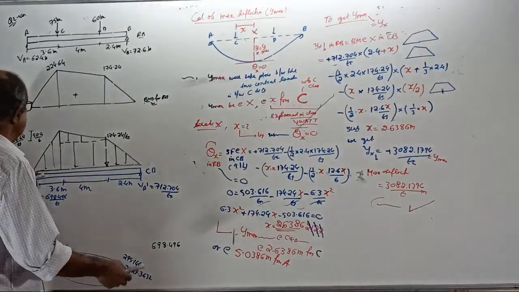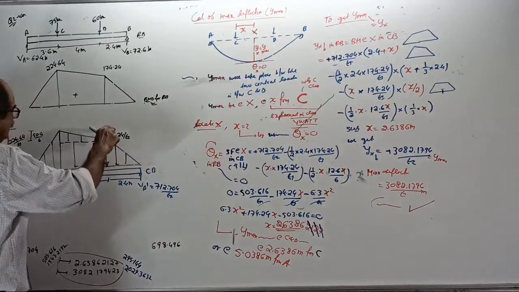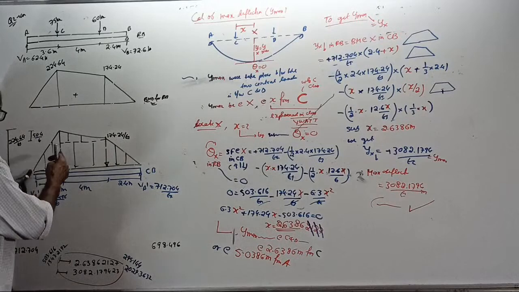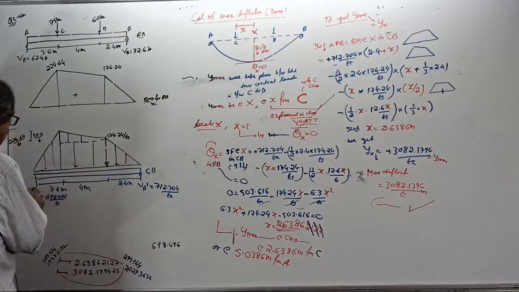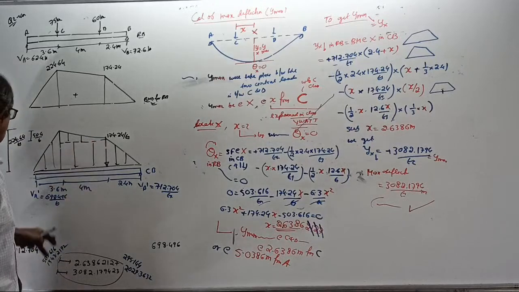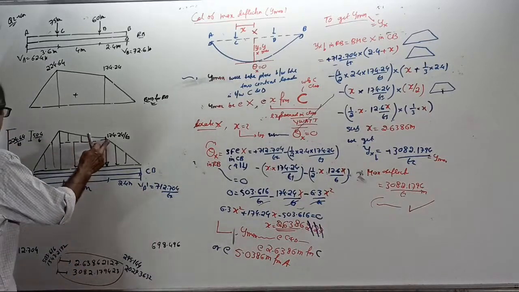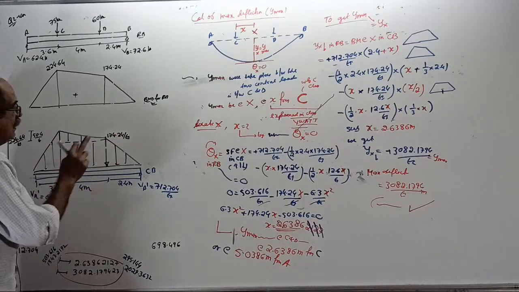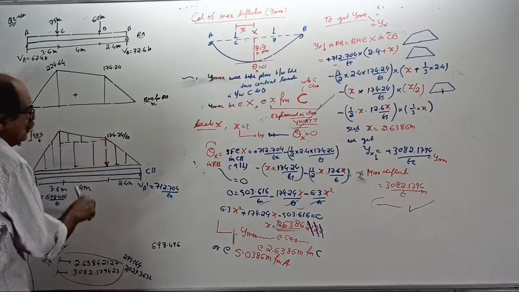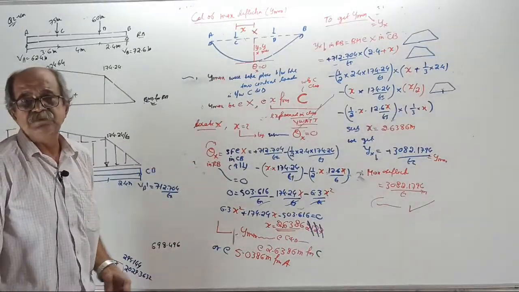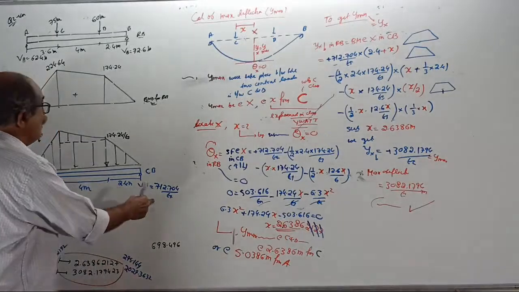Sigma M about A equals zero: minus VB dash into 10 plus half into 3.6 into 224.64 into 2/3 of 2.4 plus 2/3 of 3.6 plus 4 into 174.24 into 3.6 plus half of 4, plus half into 4 into 50.4 into 3.6 plus 1/3 of 4, then half into 2.4 into 174.24 into 7.6 plus 1/3 of 2.4 equals 0. You get VB dash, then sigma B equals 0, you get VA dash. You have to get this answer.